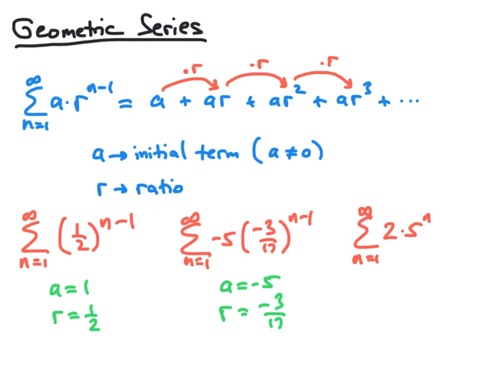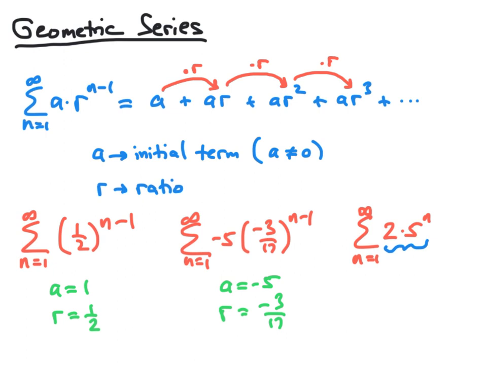And last but not least, we have the sum from n equal 1 to infinity of 2 times 5 to the n. We do need to be a little bit careful here, because the form of a geometric series requires the ratio r to be raised to the n minus first power. And here we have 5 to the n power. And so what we need to do first is to rewrite this term so that it has our form a times r to the n minus 1.